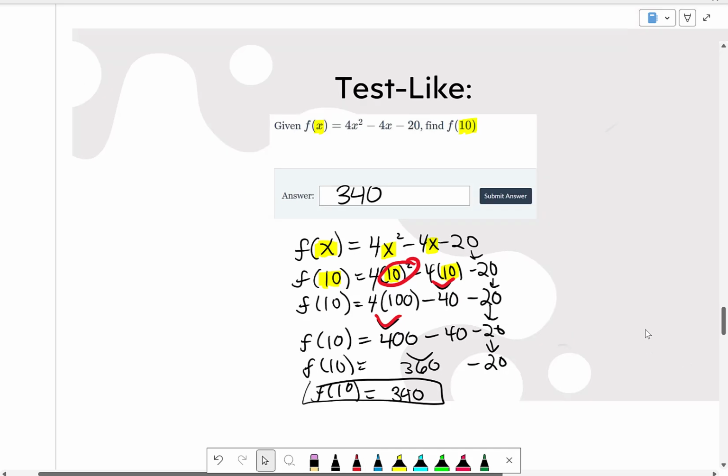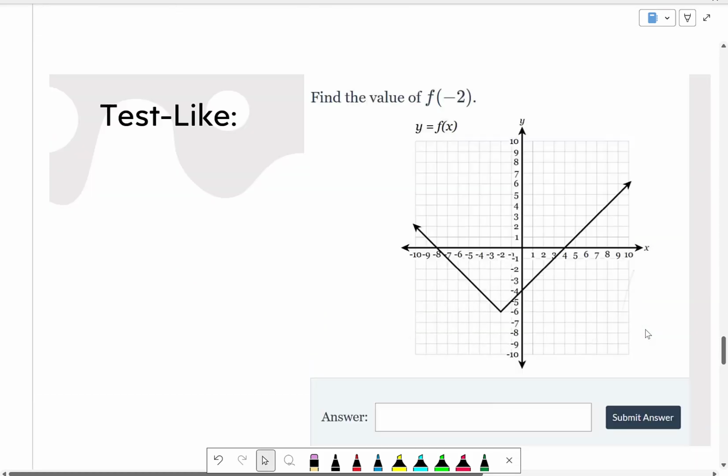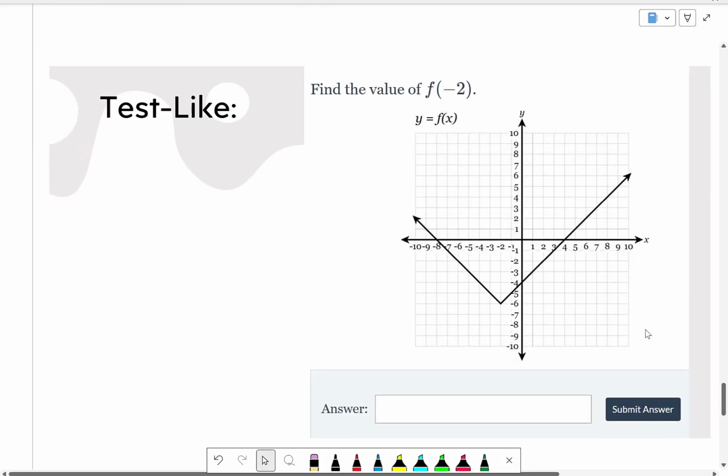All right. So the next section of the test, one of the last ones we're going to go over, is finding the value in the graph. So basically, we're doing find the value of f of negative 2. So normally this is f of x. So what it's saying is when x is negative 2, what is the y value? Okay, so I'll write that down.